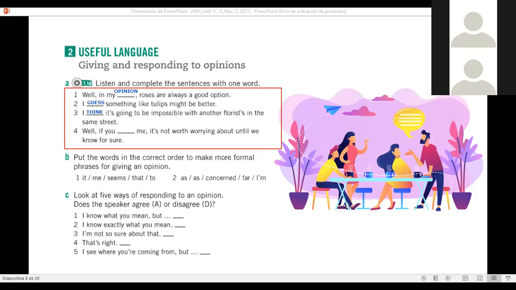Ask. Perfect. Well, if you ask me, bueno, si me preguntas, debo decir que, well, if you ask me, that's not worrying.